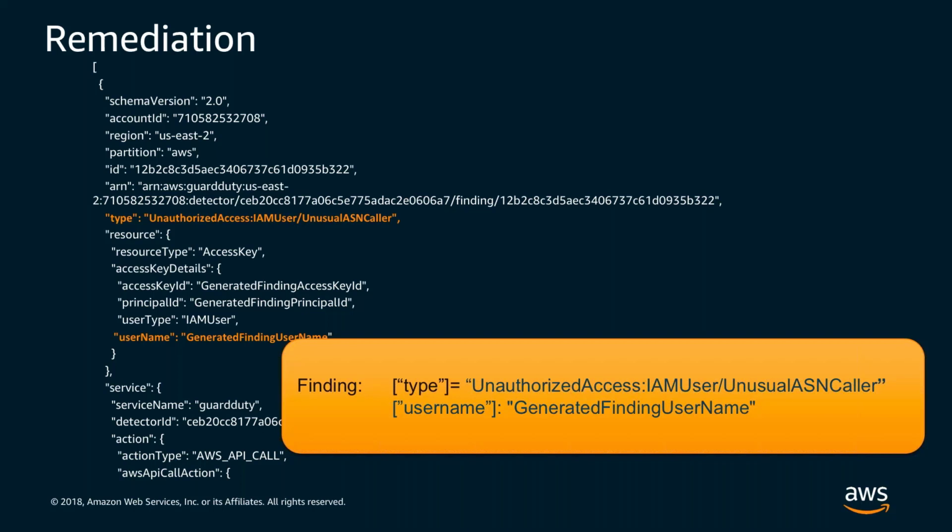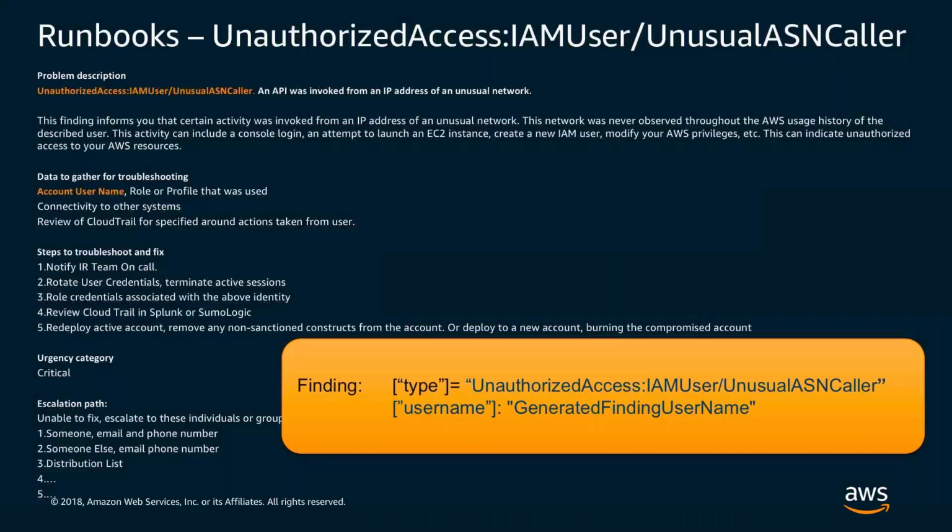So as we start taking this thing apart, admittedly, JSON is not pretty to read, but we can see the type right there at the top, just like the other finding, right? We see unusual ASN caller, not normal. We're not used to seeing this, and we've got the finding username, so we know which IAM person this actually is. Once we do that, what's this going to look like? Well, we've got it right here.